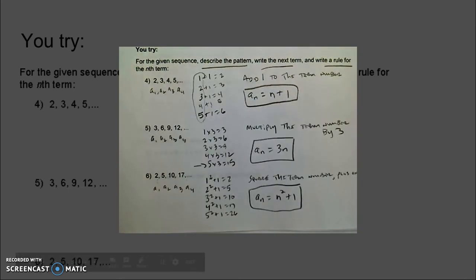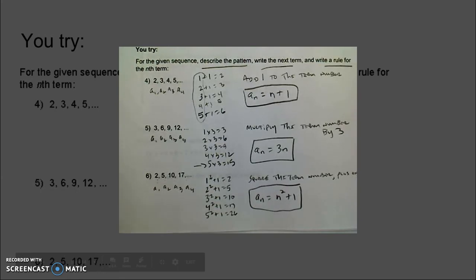So quickly, let's look at our next two examples, 3, 6, 9, and 12. It's pretty obvious that we're multiplying. These are multiples of 3, starting with the first multiple, 1 times 3 is 3, 2 times 3 is 6, 3 times 3 is 9. So it looks like my rule is to multiply the term number by 3. So the next term is the 5th term, 5 times 3 is 15, and my rule is a sub n equals 3 times n.